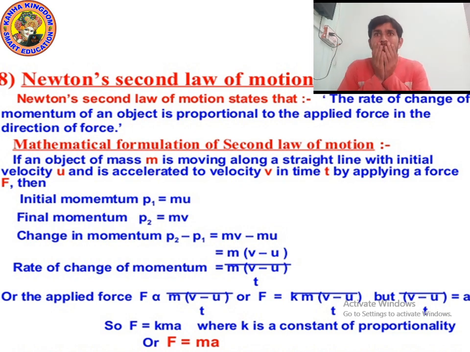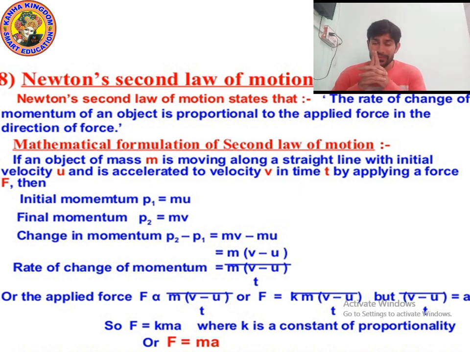So this will be the mathematical formula of the second law of motion, which states that the applied force is proportional to the rate of change in momentum. We also know what momentum is: the momentum of a body is the product of its mass and velocity. So momentum is equal to mass times velocity, P is equal to mv.